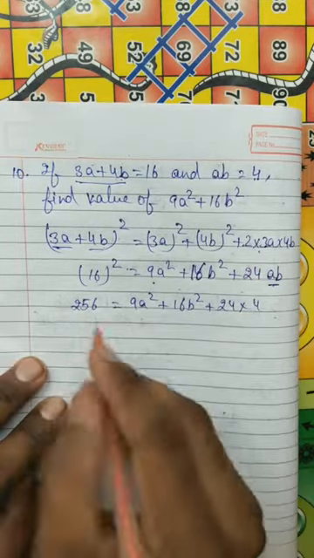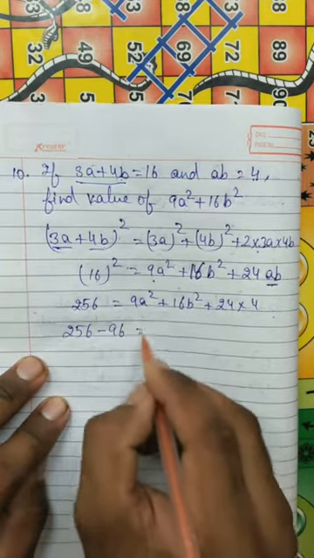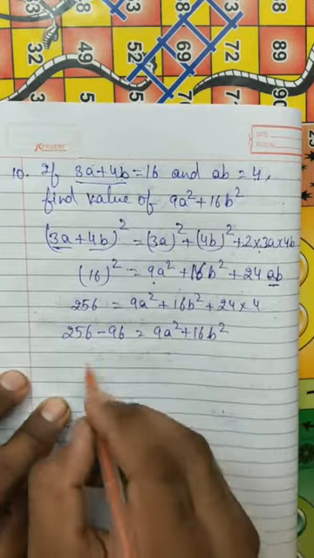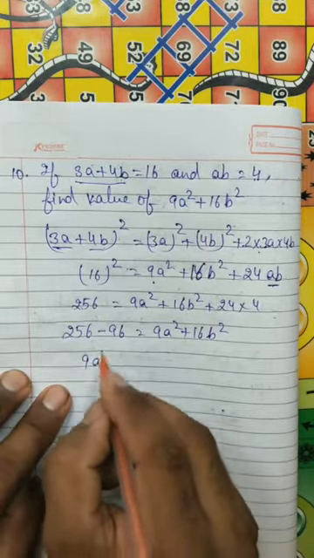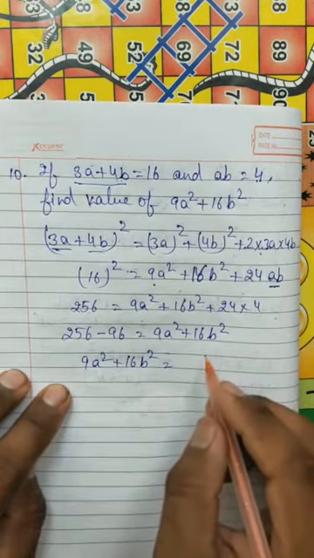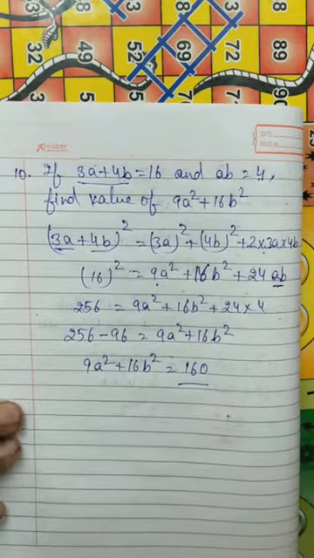So transposing this to the other side, 256 minus 96, that is equal to 9a square plus 16b square. Writing this value to the left hand side, plus 16b square, that is equal to, if we subtract this, we will obtain 160. This is the answer of the 10th question.